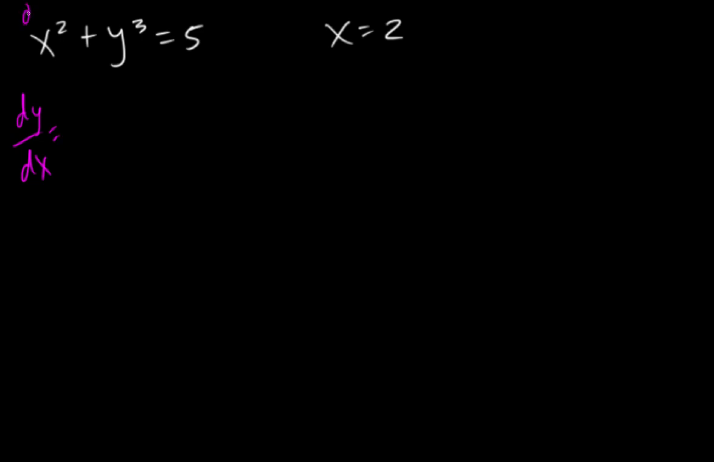Okay, it says find the gradient of the tangent of x squared plus y cubed equals 5 at the point where x equals 2. Okay, so we need to find dy/dx first. So we do d/dx, take the derivative with respect to x of all these. So that's just regular because it's x. This, since it's y, we need our dy/dx, and the derivative of a constant is 0.